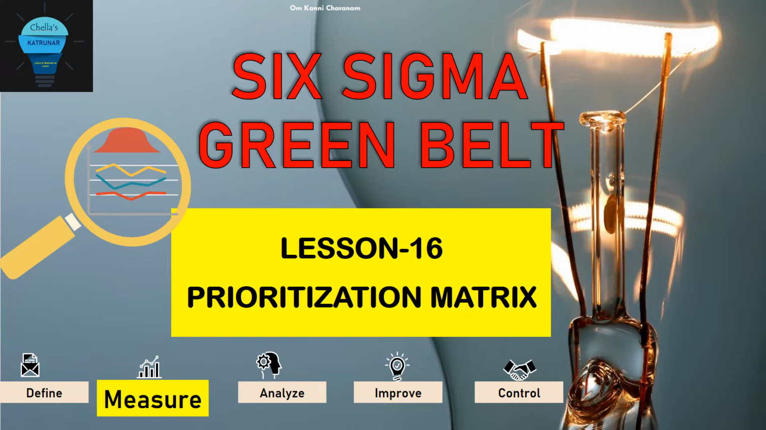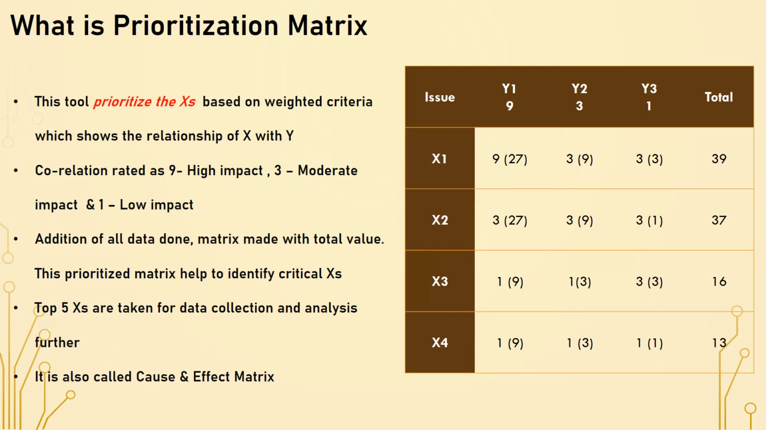In the Six Sigma series, in the last video we learned about the process map. So in this video, we'll learn about the cause and effect matrix, that is called the prioritization matrix. So what is a prioritization matrix?